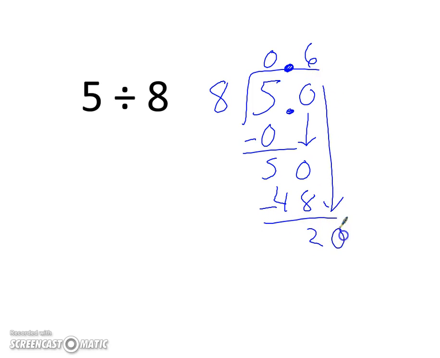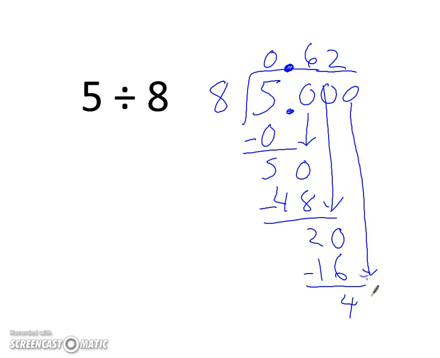Bring it down. 8s in 20. Let's see, 8 times 2 is 16. I now have a 4 for a remainder, but I'm going to add another 0 and bring it down. How many 8s in 40 would have been 5? 5 times 8 is 40. Now I have nothing left, and I don't have to go any farther. So 5 divided by 8 equals 0.625.